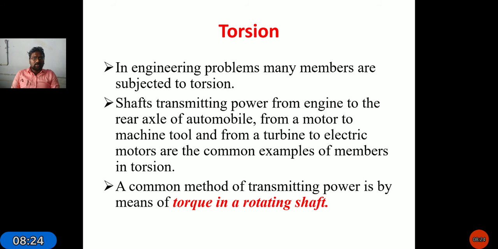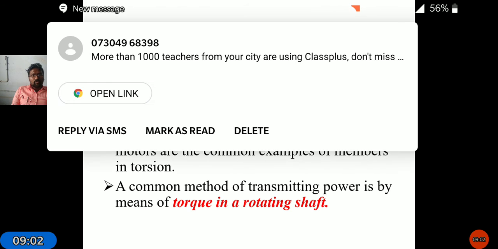Next, in general engineering problems, many members are subjected to torsion. For example, the shaft transmitting power from the engine to the rear axle of an automobile, from a motor to a machine tool, and from a turbine to electric generators are common examples of members in torsion. A common method of transmitting power is by means of torque in a rotating shaft. With the help of a rotating shaft, we transmit torque from one point to another.